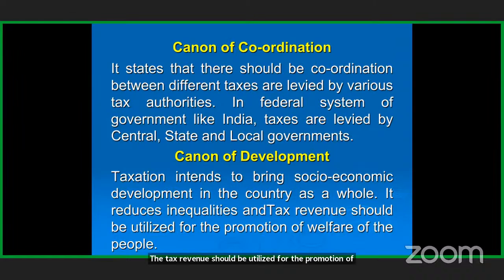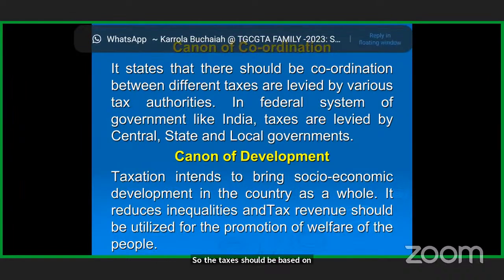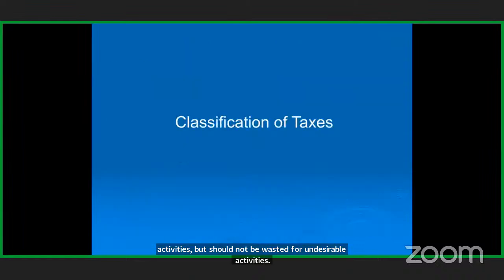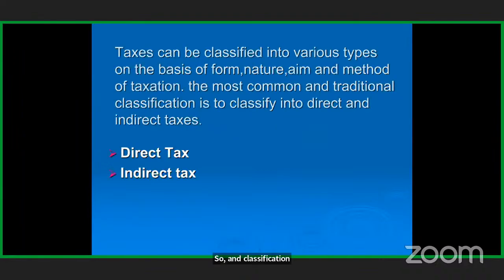So the taxes should be based on the socio-economic policies of the government. So this canon states that the revenue generated in the form of tax should be vested in productive development activities, but should not be wasted for undesirable activities. So these are the canons of taxation we discussed. And classification of taxes, we already discussed this. Direct tax and indirect tax types are there.